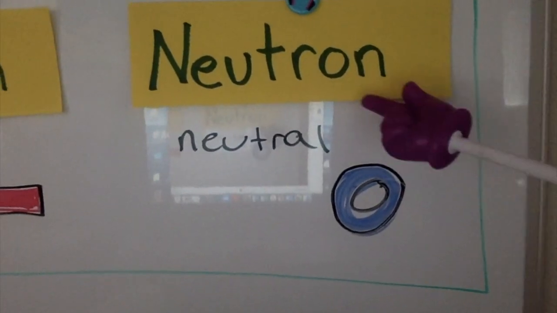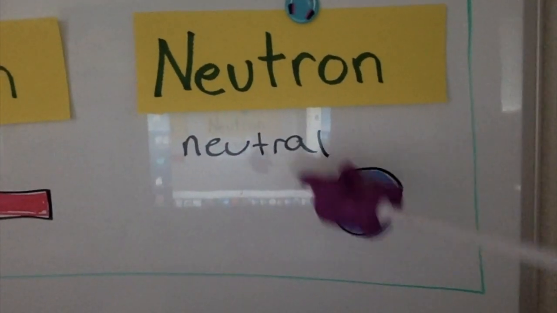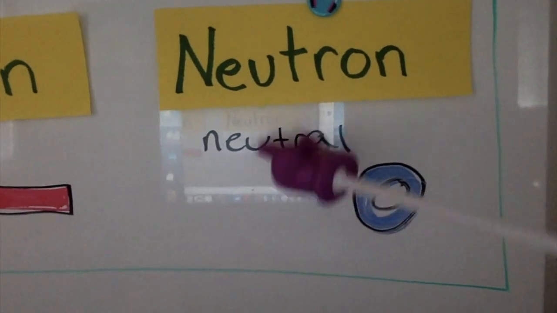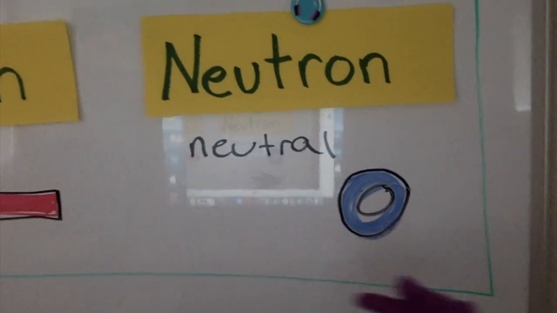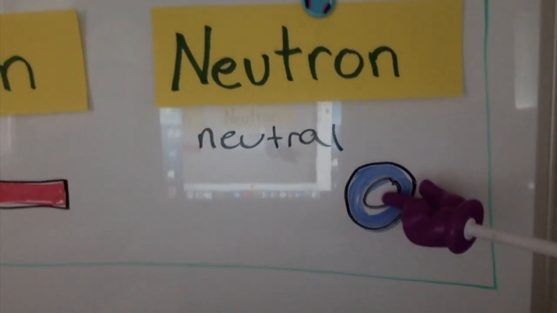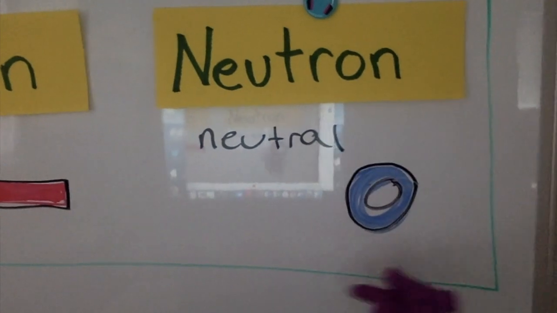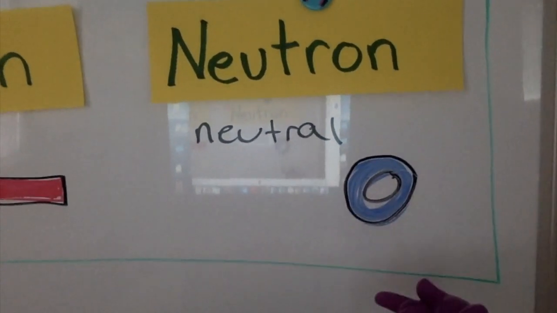And last we have the neutron. This is neutral. Look at that. Those words look very similar. Neutral means there is no charge, so I put a 0. When you see a neutron, there will be nothing on it because it has no charge.